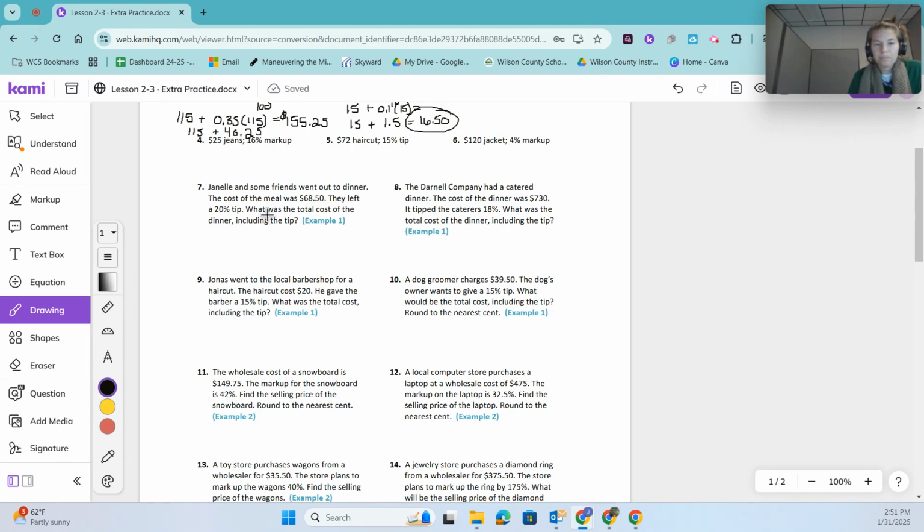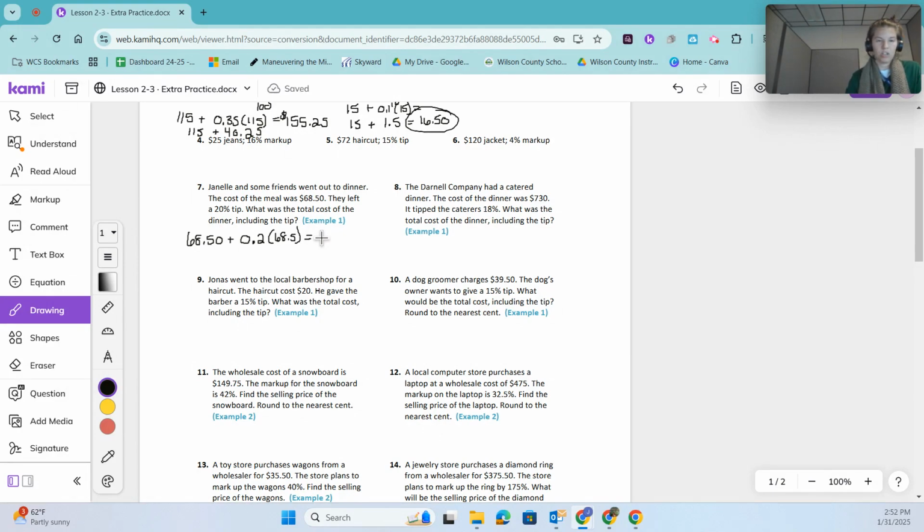Here's some that have it listed out. Janelle and some friends went out to dinner. The cost of the meal was $68.50. They left a 20% tip. So we have $68.50 plus 20% written as a decimal, 0.2, multiplied by that 68.5. And that's going to equal the total cost that they're going to pay.